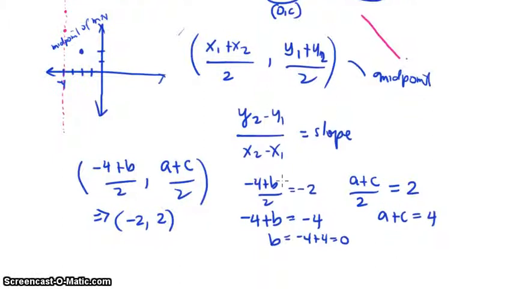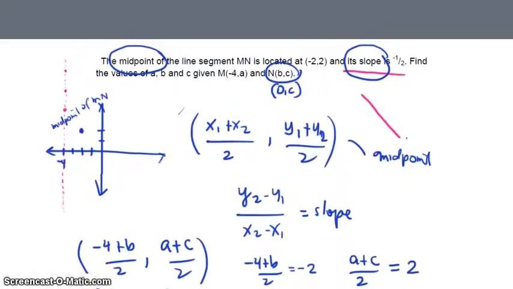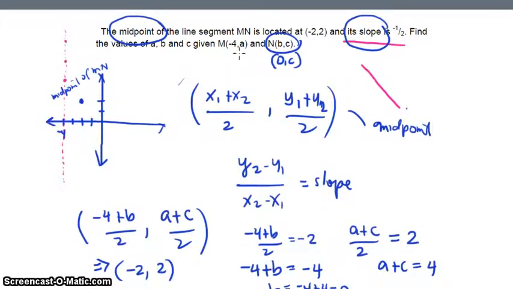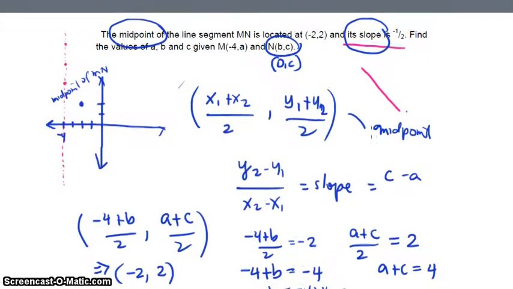Okay, so if we get the y's, going back to the given, these are the y's. So the slope is c minus a, y2 minus y1, over b minus negative 4. So this is minus negative 4. This is equal to negative 1/2.